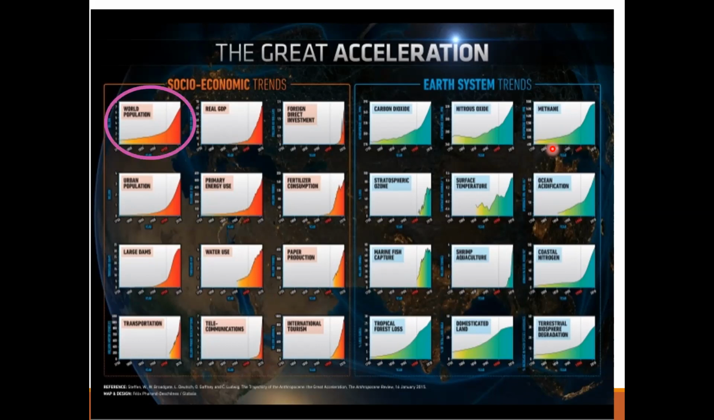Okay, so here we're seeing the world population in this exponential growth curve, and this is really what we're going to zoom in on today. What has happened with the world population? Why has it grown so quickly? And what are some of the impacts for the planet?